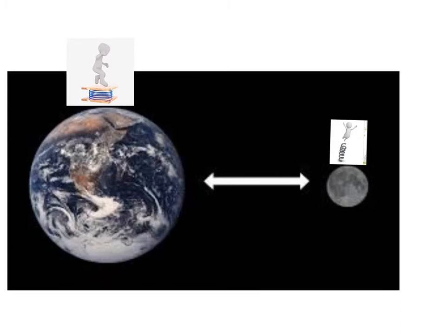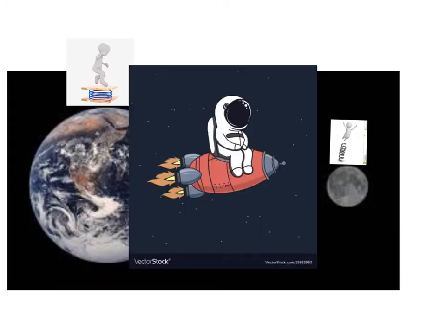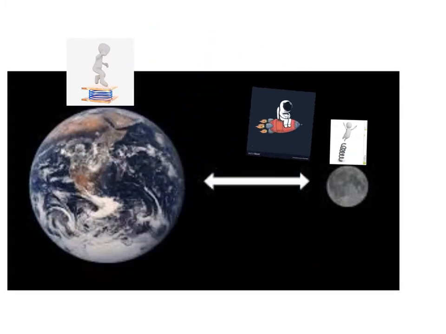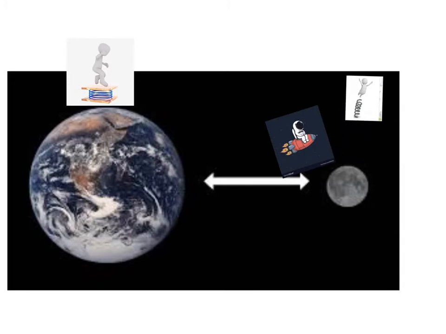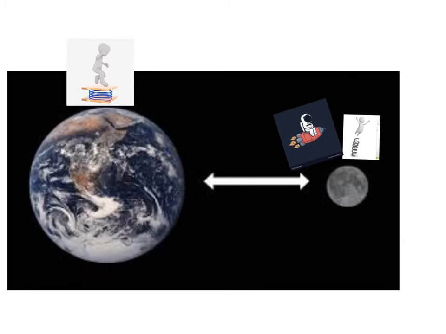Now, this is the reason why on the Moon, if we're going to see astronauts, I'm going to use here as an example this picture, astronauts on the Moon can make their jumps higher and they become almost weightless.